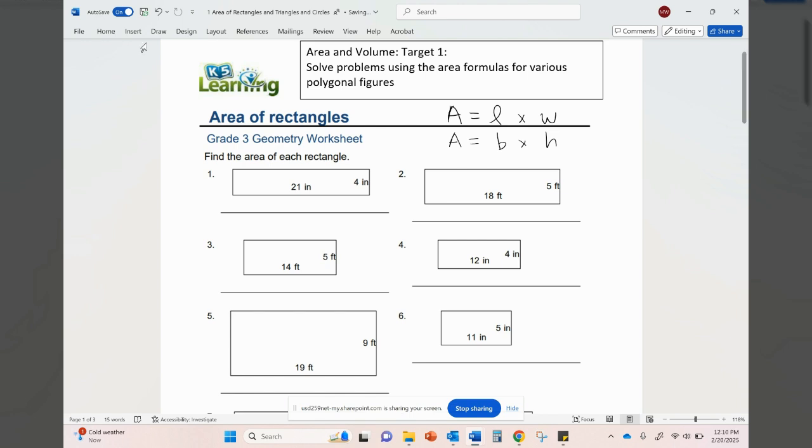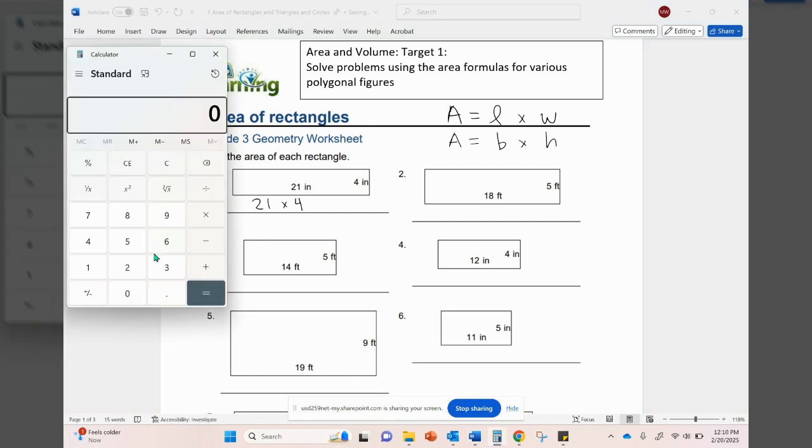Okay, so number one, looks like the length is 21 and the width is 4. It really doesn't matter which one you use as width and length for this. So we're going to do 21 times 4. Now let's look on our calculator. What's 21 times 4? 21 times 4 equals 84.